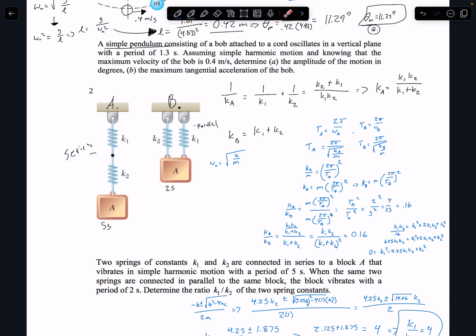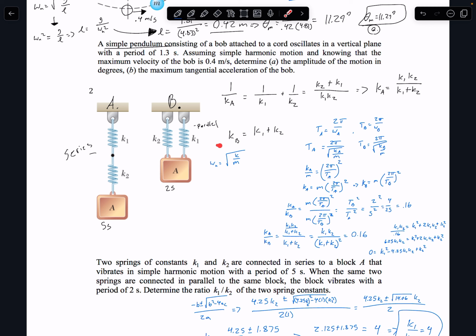2 springs for this guy. We have one set in series, one set in parallel, both with K1 and K2 on both. For the ones in series, we know 1 over Ka is equal to 1 over K1 plus 1 over K2. It gives us K2 plus K1 divided by K1 times K2, but you have to take the inverse for Ka, and we get K1 times K2 divided by K1 plus K2.